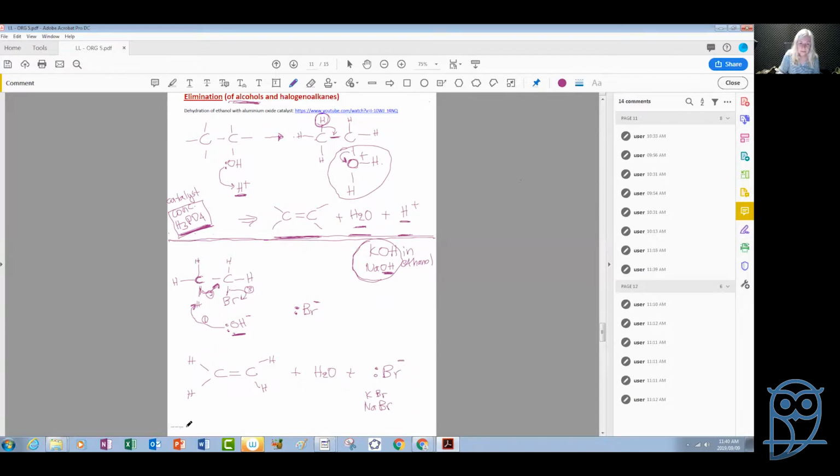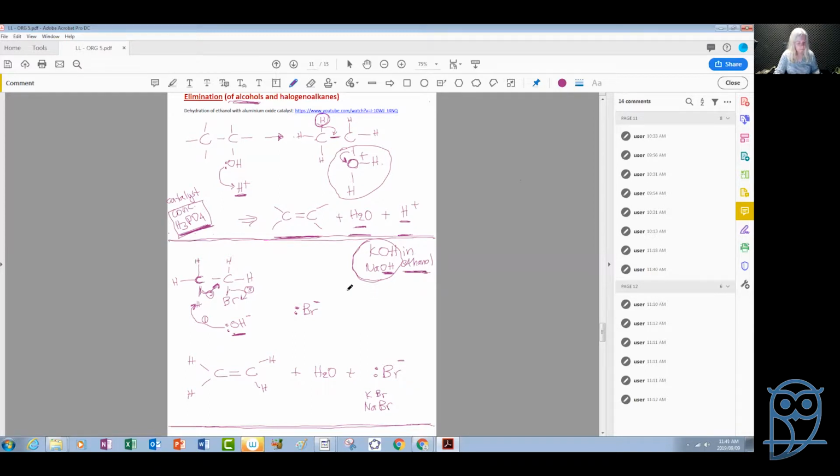But be careful. The important aspect here to remember is that in order for this elimination reaction to occur, our hydroxide that we use must be dissolved in ethanol, not water, because if this was dissolved in water instead of alcohol, we would not have an elimination reaction. We would have a nucleophilic substitution. Okay, and the product would be, of course, an alcohol.